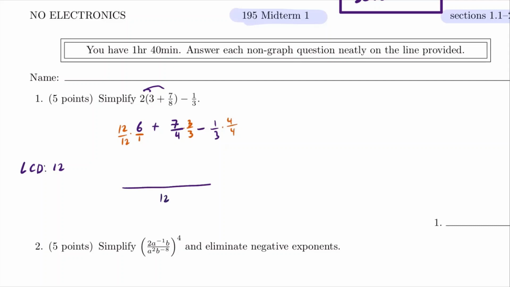On the numerators, we will have 6 times 12, which is 72, plus 7 times 3, that's 21, and 4 times 1, that's 4, so minus 4. Now, if you combine the numerators, you will have 89 over 12. And this is not a reducible fraction, so we'll claim this as our final answer.